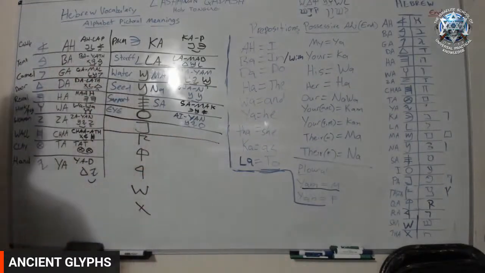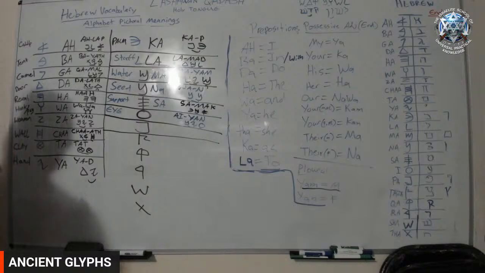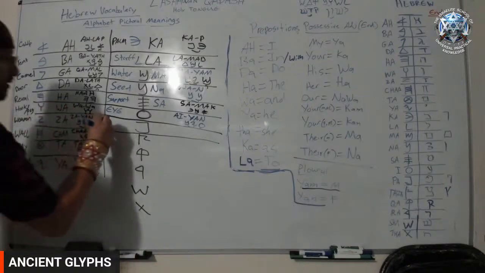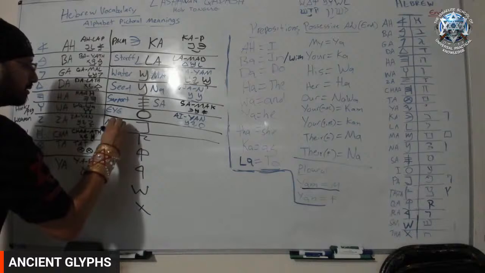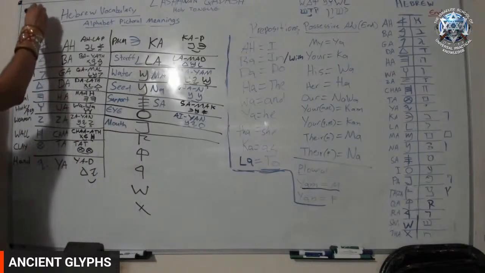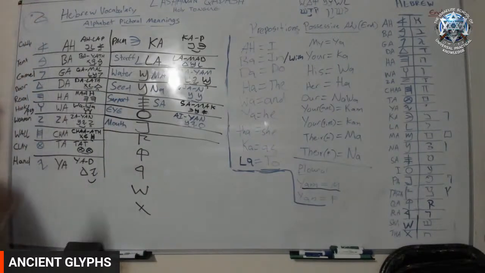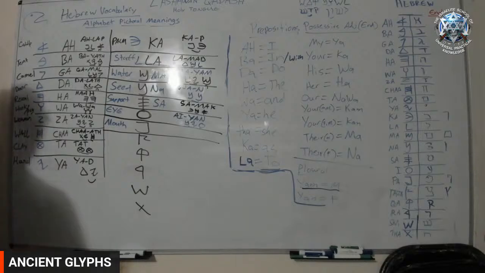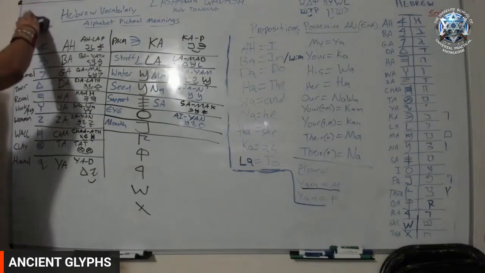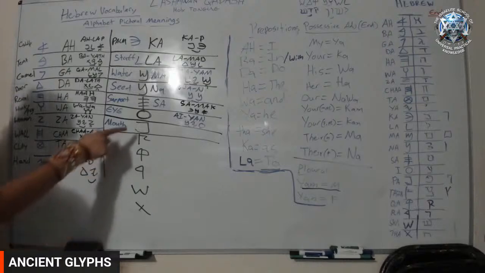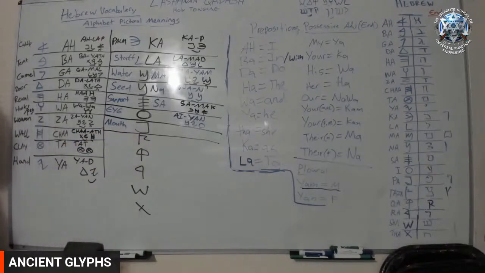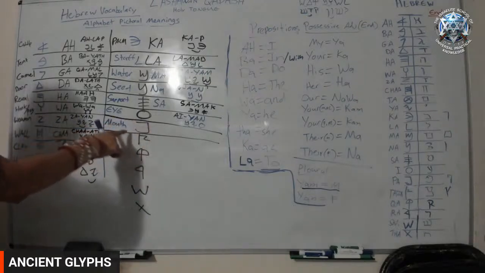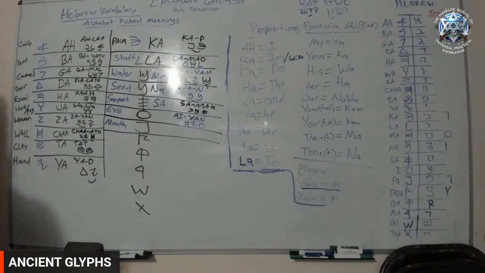This one's real simple. Pa means mouth. Everybody knows what this is. That's the emoji, but what video game character is that? Pac-Man. Because literally all he is is a mouth. So this is a mouth right here, like this. Pa means mouth.